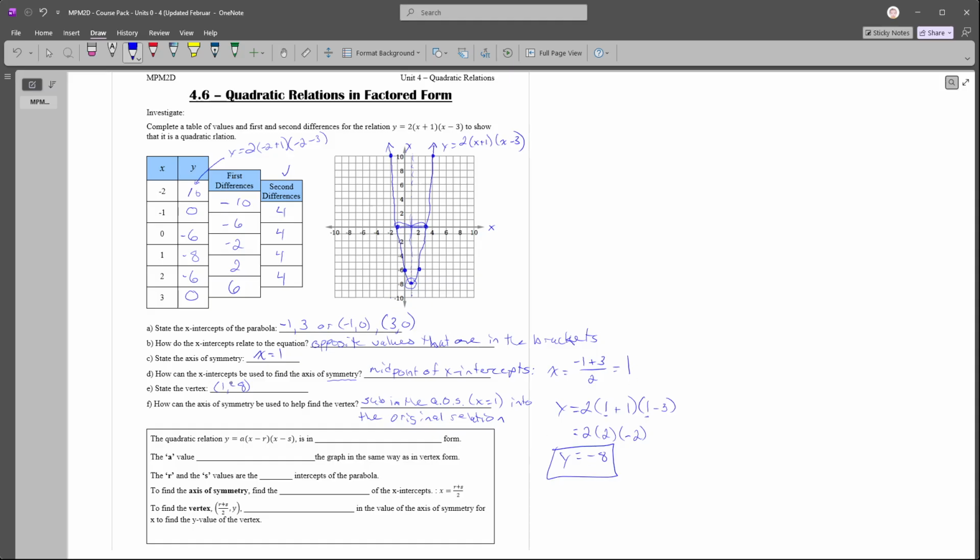So now we've just verified that the vertex is indeed (1, -8). Okay, so this is where all this information comes from. How can we actually use this and generalize it going forward? All right, so here's the plan.